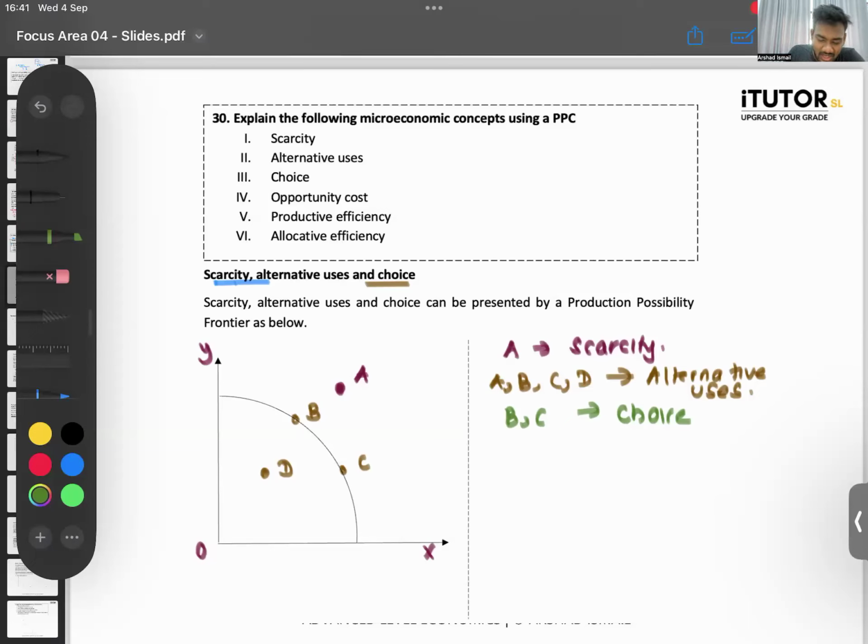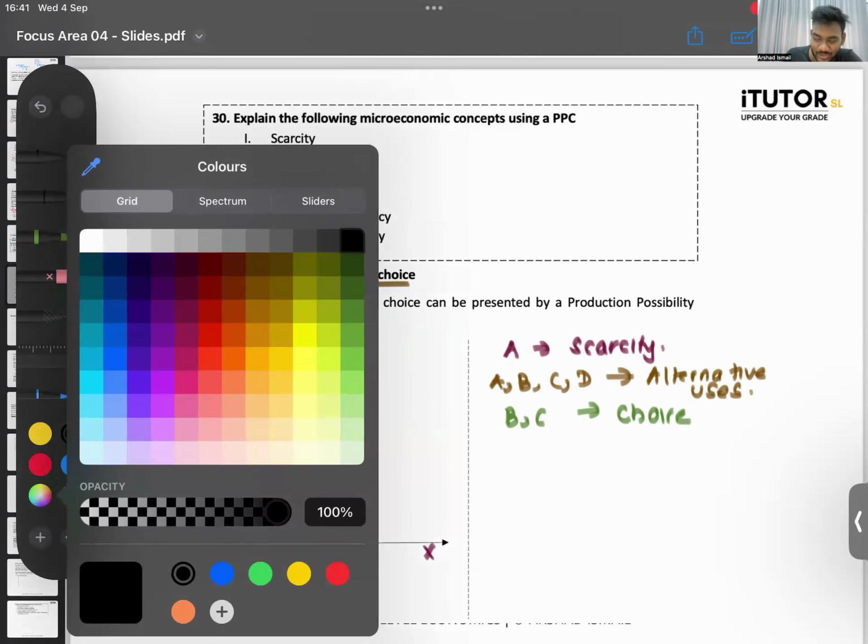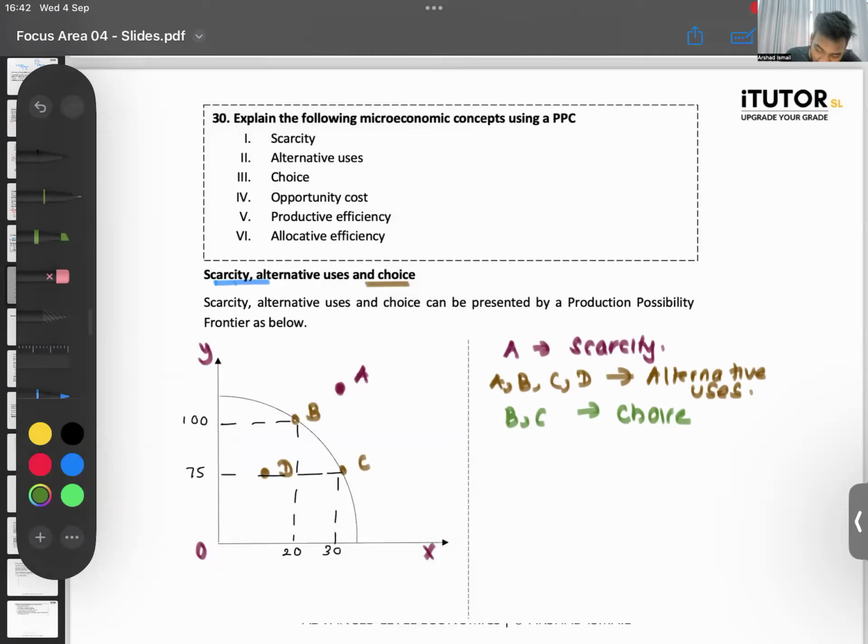So for example, if they ask you to show choice, you can say, okay, let's say for example, at point B, you can produce 100 units of Y and 20 units of X. At point C, let's say you can produce 75 units of Y and 30 units of X. So if they ask you to show choice, put that label with some numbers and show. Don't just say B and C. You can say, the economy can make a choice between either producing 100Y and 20X, that is at point B, or they can make a choice of producing 75Y and 30X, that is at point C. So when you're giving answers, that's what you have to practice in the revision class. Some of you will give incomplete answers, not that you don't know.